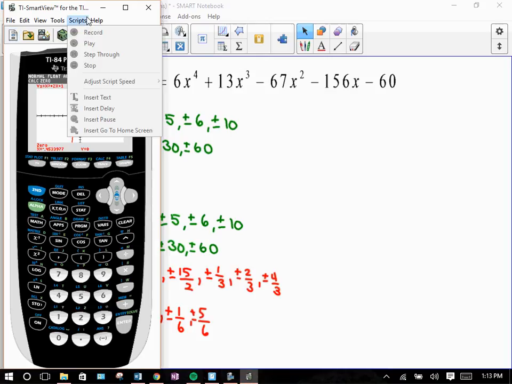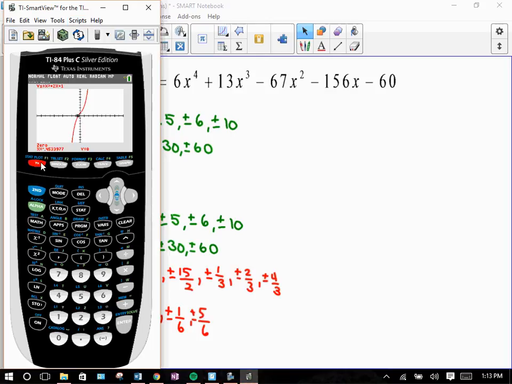So, we have our calculator where y equals 6x to the 4th plus 13x to the 3rd minus 67x squared minus 156x minus 60. Graph.